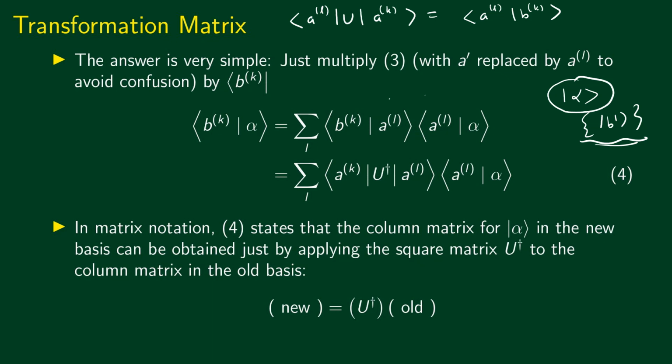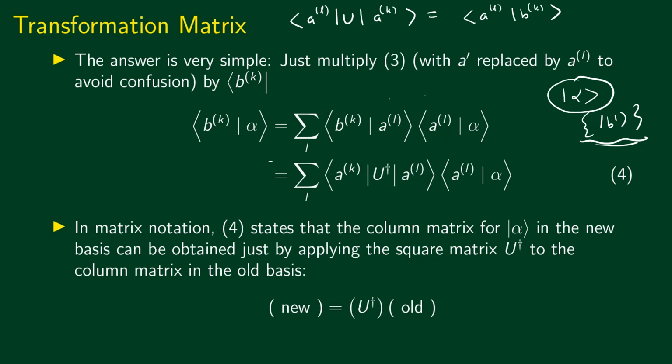Now we can insert an identity here in terms of the completeness relation: sum over l, ket a_l bra a_l is equal to the identity operator. So that's what I have inserted here. I have simply inserted sum over l, ket a_l bra a_l, which is nothing but the identity operator, in between here.